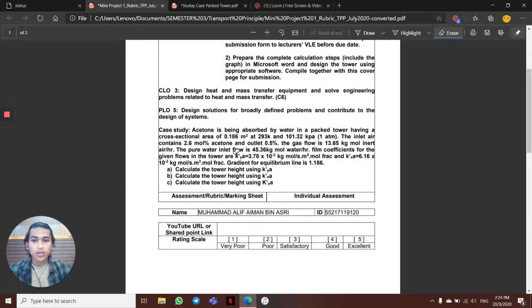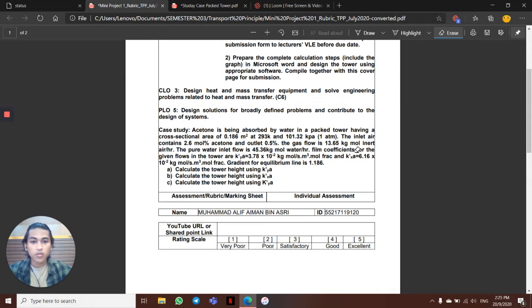The inlet air contains 2.6 mol% acetone and the outlet is 0.5%. The gas flow is 13.65 kg mol inert air per hour. The pure water inlet flow is 45.36 kg mol water per hour.